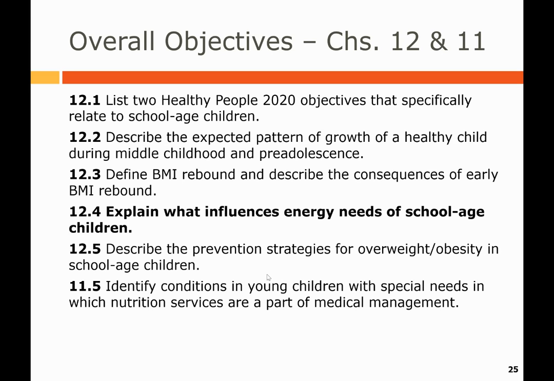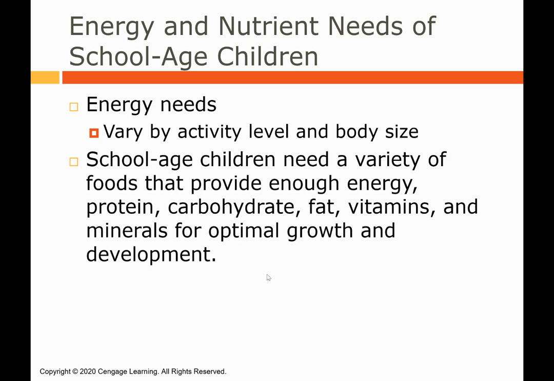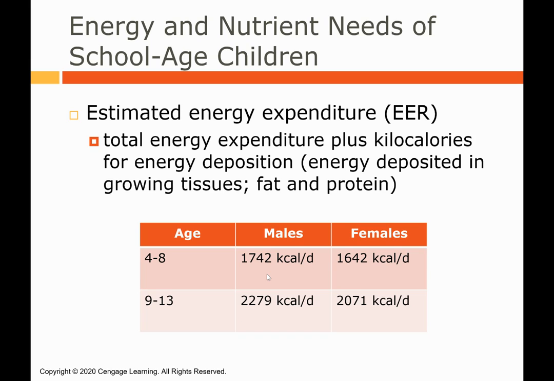So next, explain what influences energy needs of school-age children. Energy needs vary by activity level and body size. School-age children need a variety of foods that provide enough energy, protein, carbohydrate, fat, vitamins, and minerals for optimal growth and development. There are DRIs for school-age children based on gender, height, age, weight, and physical activity level, and we have EERs, which we are going to go over. For ages 4 to 8 for males and females, the EERs are 1,742 calories per day for males and 1,642 calories per day for females.